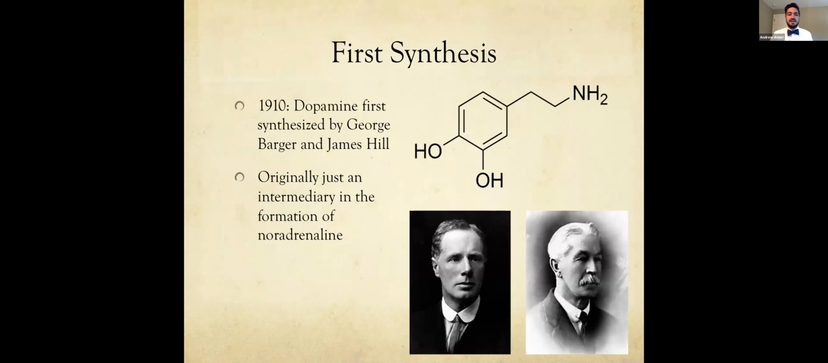Dopamine was first synthesized by George Barger and James Ewens at the Wellcome Laboratories in London. At the time, dopamine was only seen as a simple intermediate compound for the synthesis of noradrenaline and adrenaline. It was not until the mid-1950s that it began to emerge as a substance of importance in its own right.